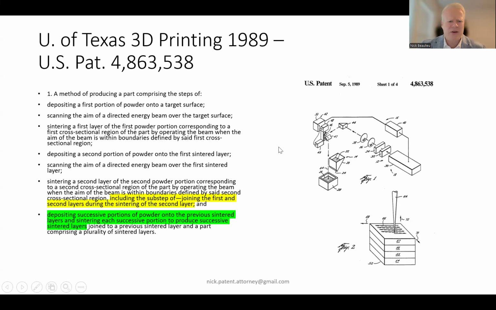So I highlighted a few things that I thought were interesting. So this requires 3 layers. There's a first layer, a second layer, and then it talks about successive layers. So if you were doing something where you're using this technology, but you only had 1 layer or 2 layers, then that does not read on this because this requires 3 layers. And then in the yellow, I have joining the first and second layers during the centering of the second layer. So that's a very specific way of combining the second layer to the first layer.